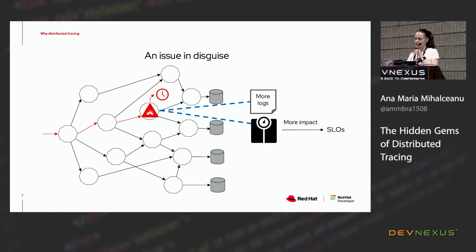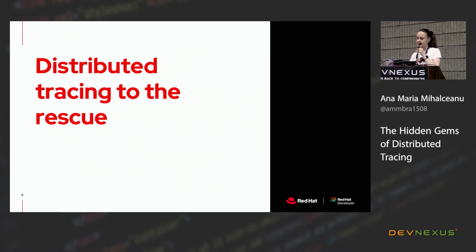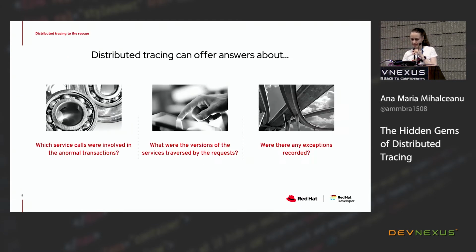However, when it comes to troubleshooting, distributed tracing can help us, and can help us in correlating what has happened with that certain transaction, but it can also help us to correlate this with the metrics that we're actually looking into, maybe in Prometheus, or maybe we have some dashboards in Grafana. But let's say distributed tracing is offering us answers about which service calls were involved in the normal transaction. So that's where it can help us, by the way.